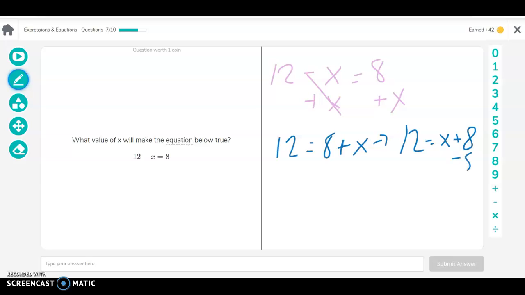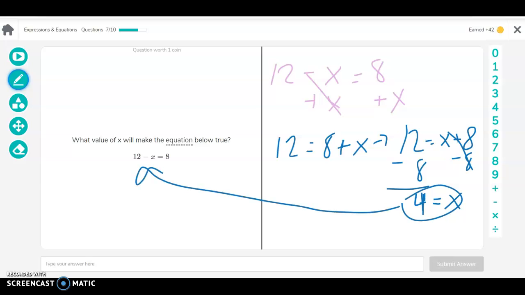I'm going to subtract that 8 because I need to solve for x. Whatever I do to one side, you need to make sure you're saying you do to the other. Okay? So 12 minus 8 is 4. And oh my goodness, I'm sorry about that. And so we have 4 equals x. You can always take this and put it back into the original problem, and it would work.